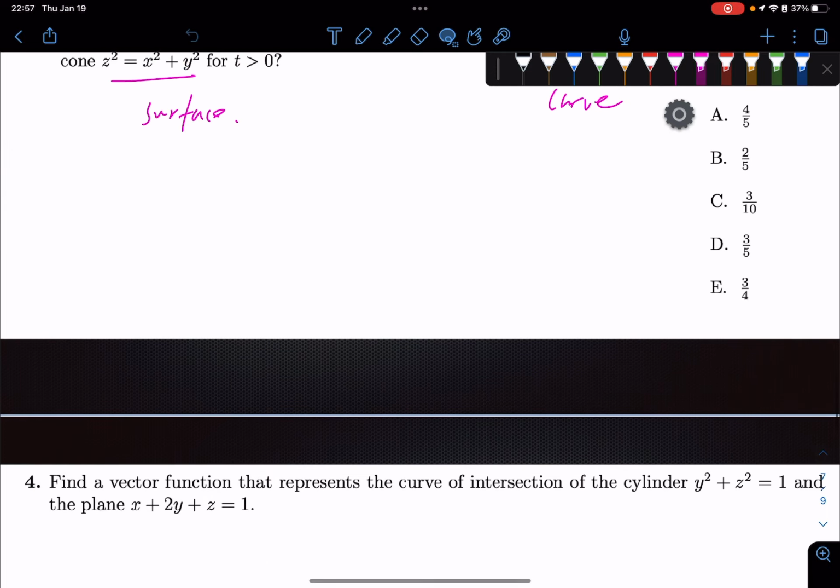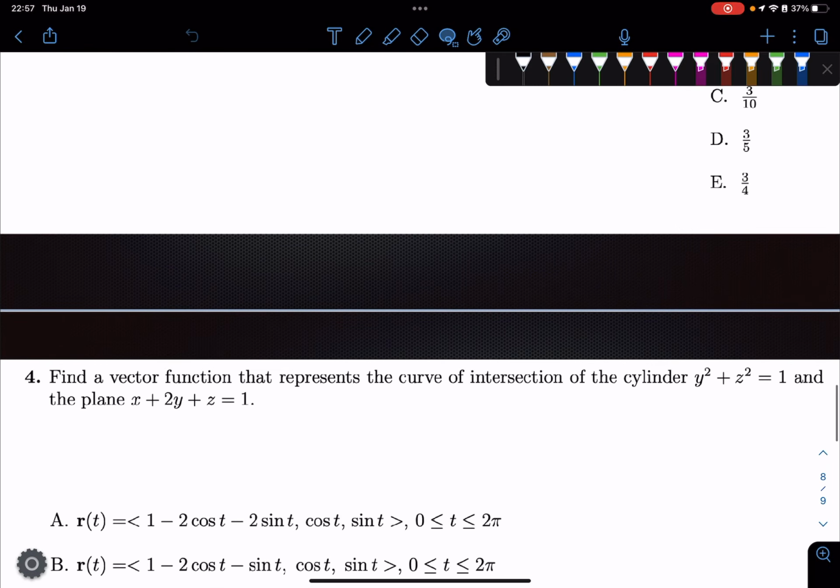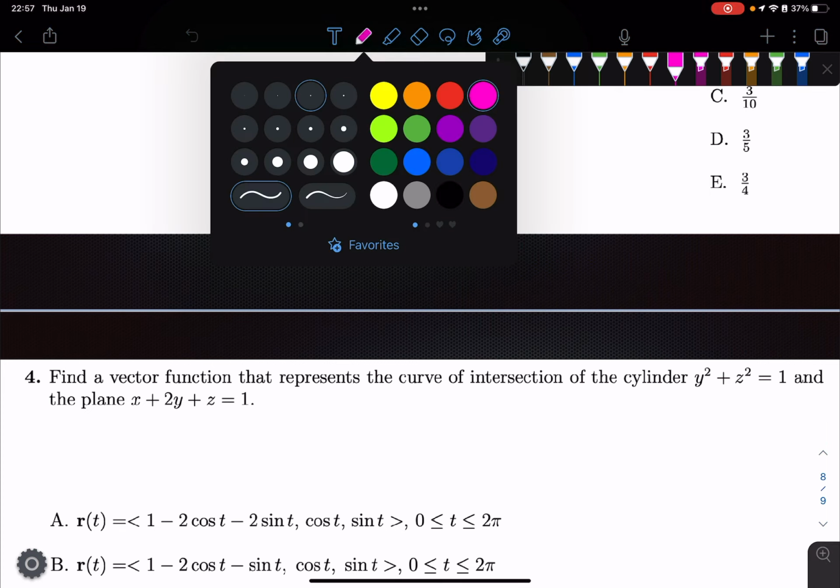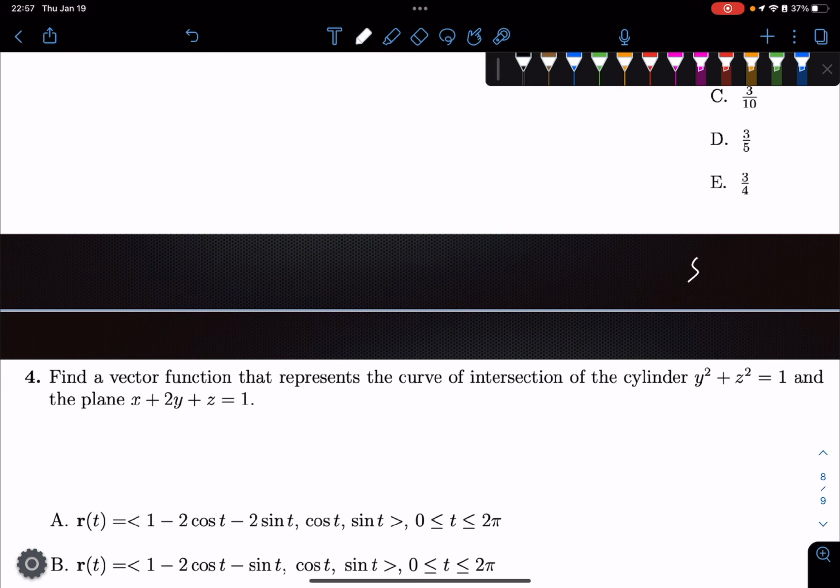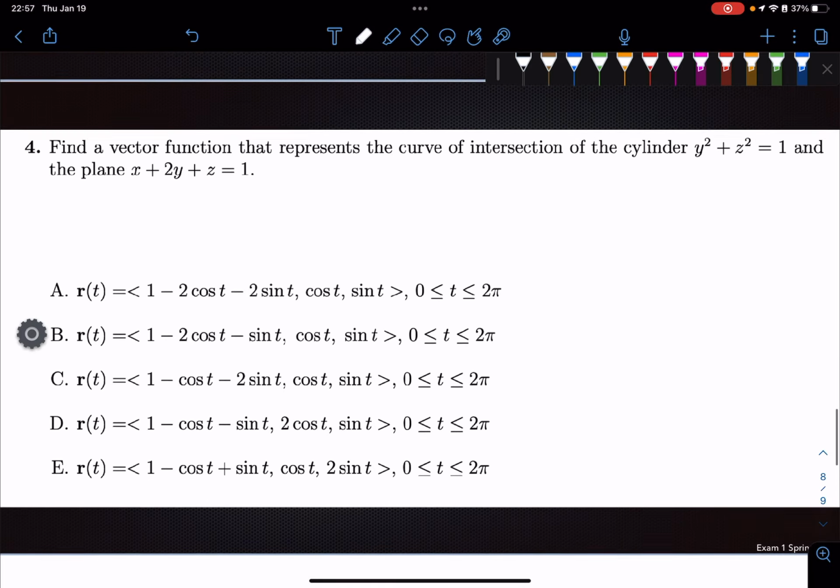Oh, by the way, this is spring 2016. I'm not sure if it's exam 1 or exam 2 or final. Oh, this is final. Okay, this is a spring 2016 final. And this one is spring 2020 exam 1.